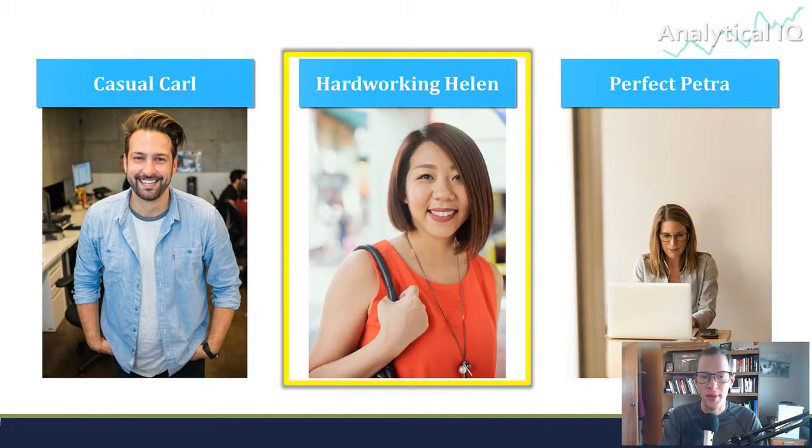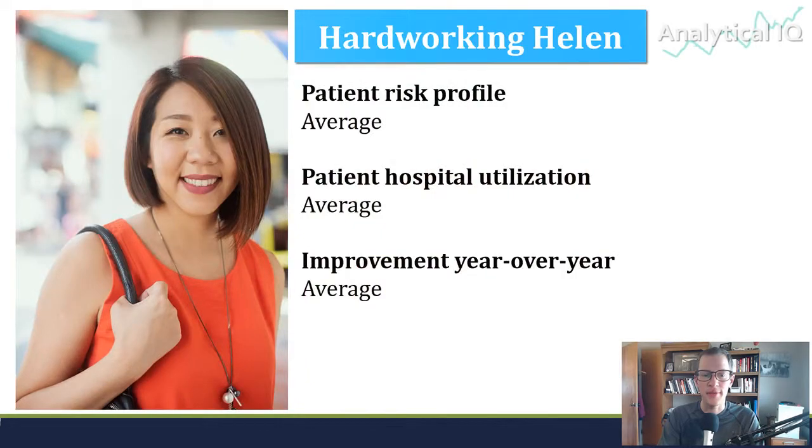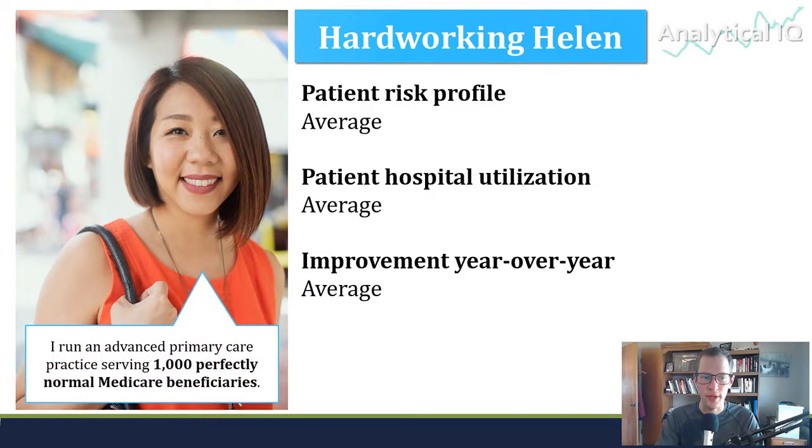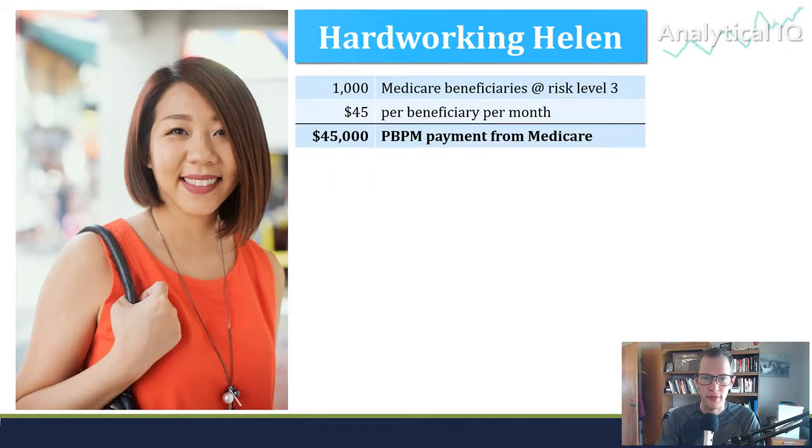Now, we're going to be meeting Hardworking Helen first. And Hardworking Helen, her patients are average. They're of an average risk profile. They use the hospital an average amount, and they improve their hospital utilization an average amount every year. Let's see how Hardworking Helen gets paid under Primary Care First.